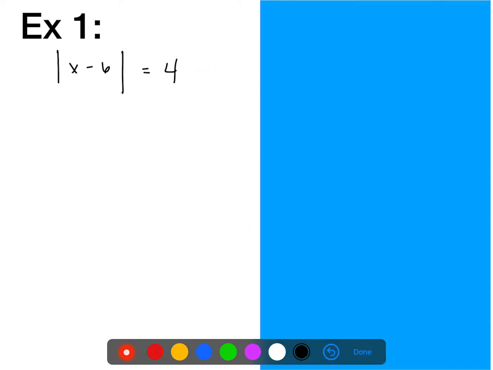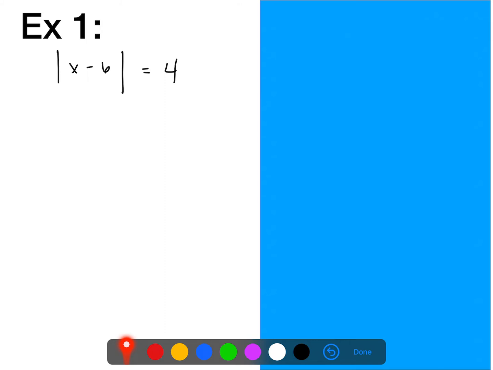So my first example says the absolute value of x minus 6 equals 4. It looks kind of similar to problems that we've had before. The only difference is now I have these two absolute value bars here. So the first thing I always want to do is make sure that the absolute value is all by itself on one side of the equal sign, so that there's nothing else multiplying, there's nothing else adding or subtracting, it's just an absolute value. Because this one just is absolute value, I'm ready to start solving.